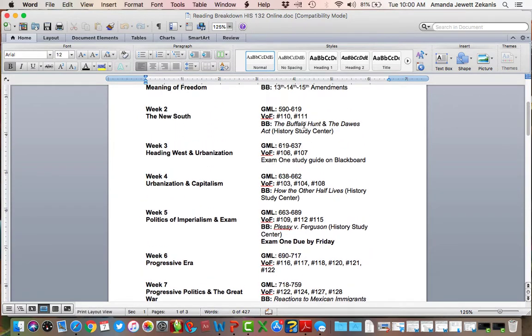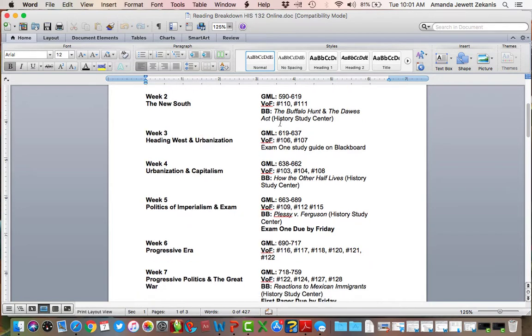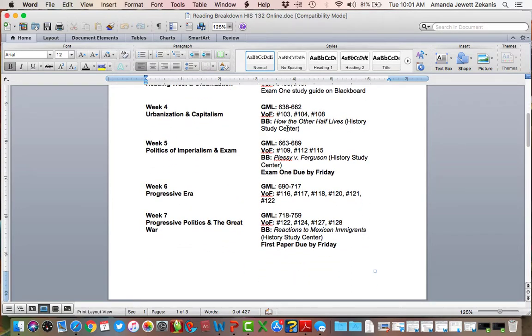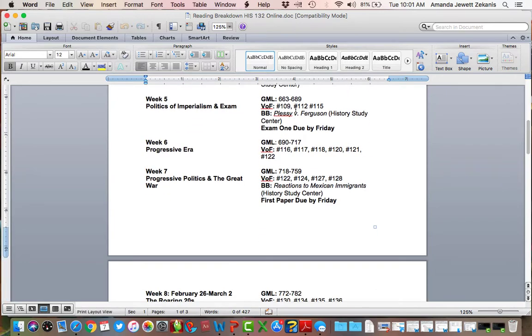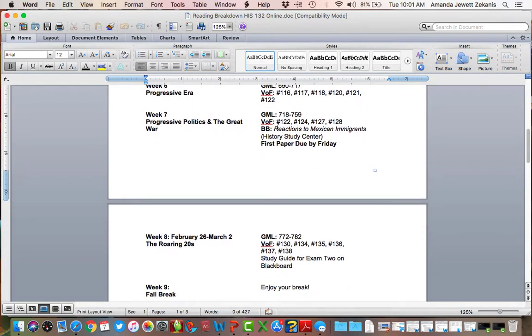Some documents are going to be through History Study Center, through the library website. There are instructions under this week with the first documents on how to access those. There's also a video showing you how to do that. Everything else that doesn't say History Study Center or some other sort of library affiliate is just a link. So you can just click on it and it'll open up. The History Study Center links only work on campus, which is why there are instructions under that first set of documents. So there's exam 1, look, paper date.